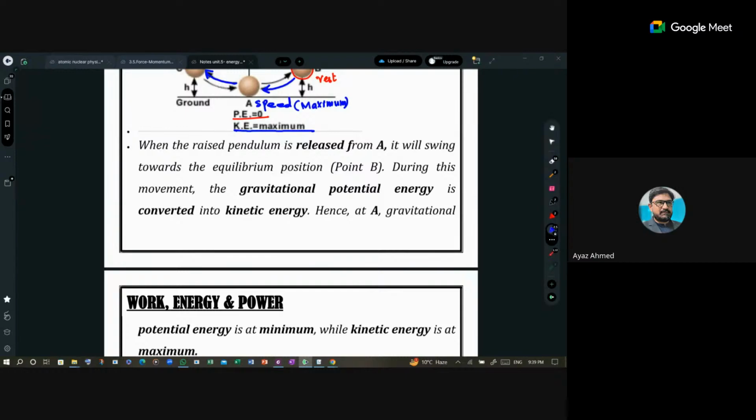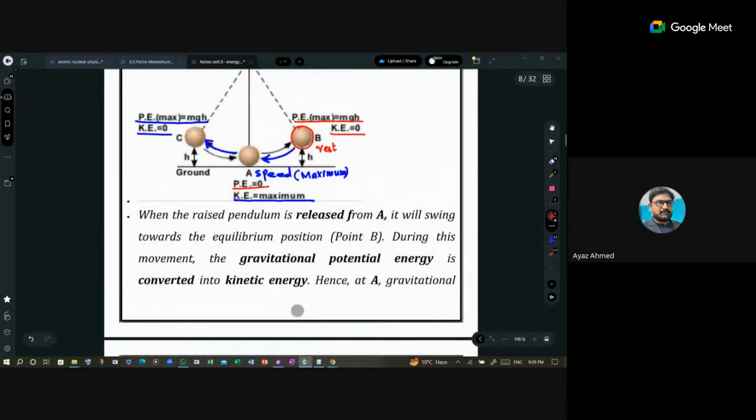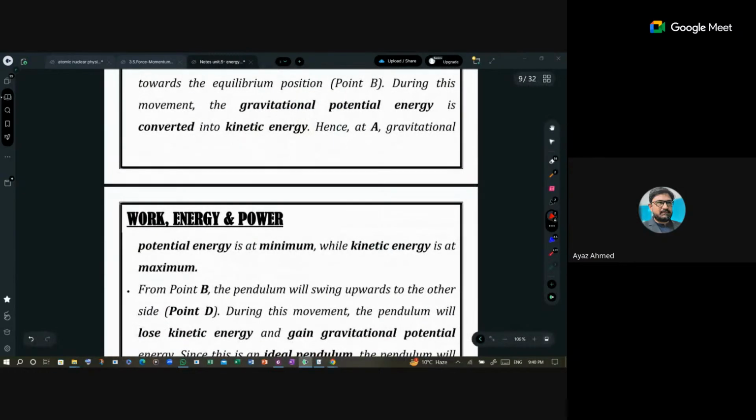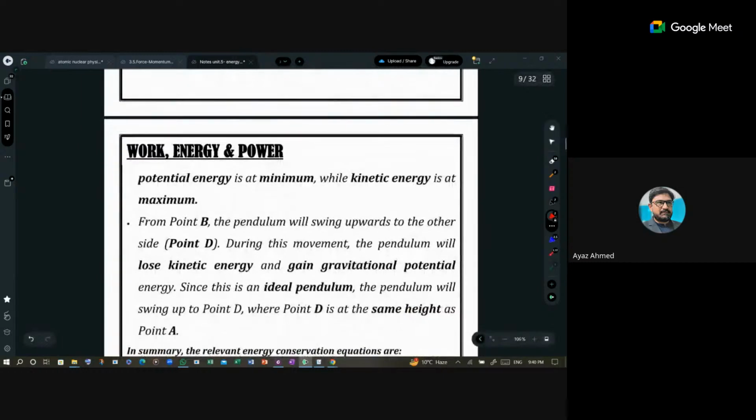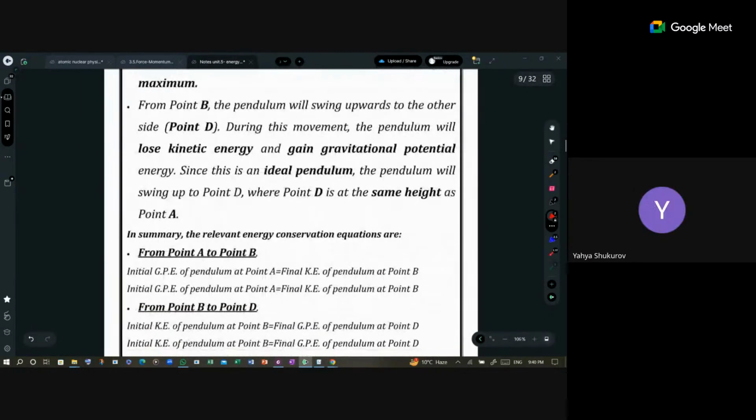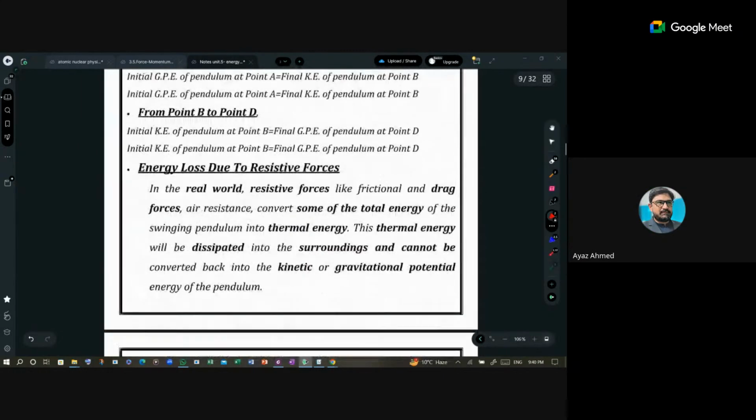This gain and loss is continuous unless friction appears in between. When there is friction, this loss and gain will ultimately finish, all of the energy will be lost, and this pendulum will stop. Are you getting it? So I have explained all of this to you.